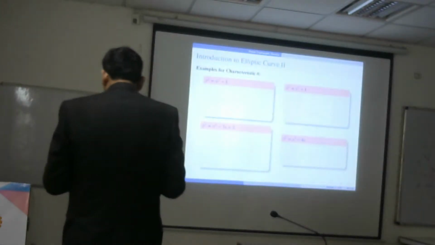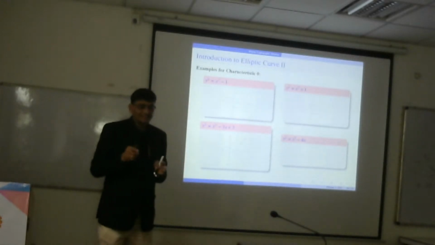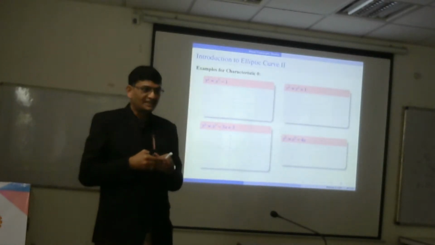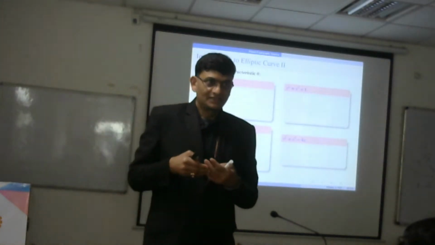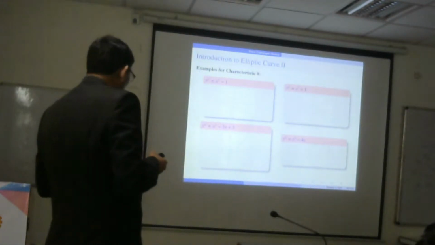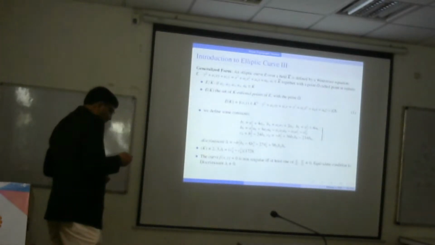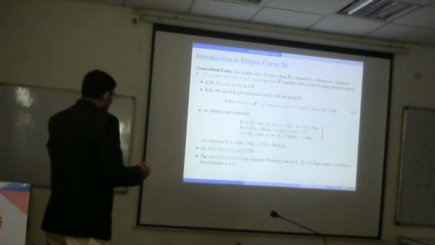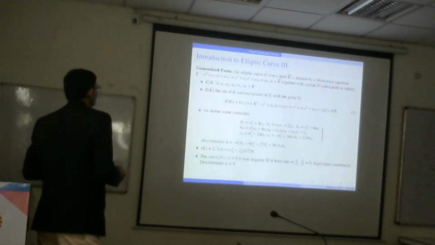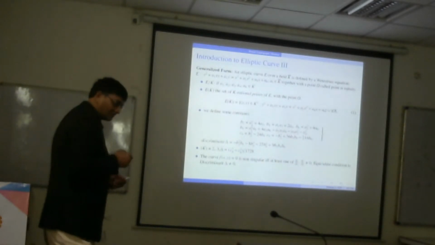Koblitz and Victor Miller realized that because it forms a group structure, we can also use it in cryptography. So this is the most generalized form of elliptic curve. We call this the Weierstrass equation, and the set of points on this Weierstrass equation forms an elliptic curve.